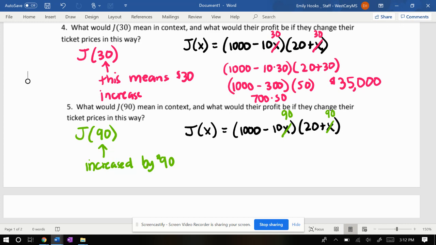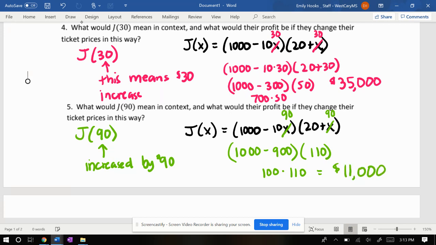So our tickets will now cost $110, but now we're losing people. We've lost 900 people, right? You normally have 1,000 people. 900 people are now no longer coming, but you're charging $110 per ticket. So then you get 100 times 110, and that's only going to give you $11,000.